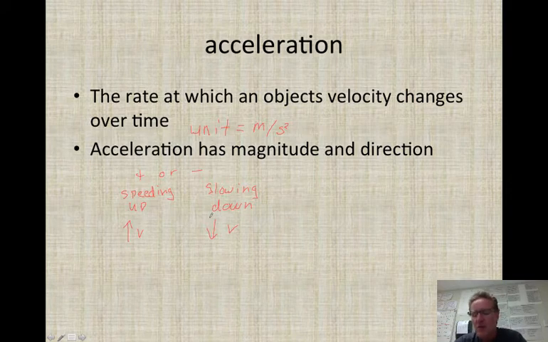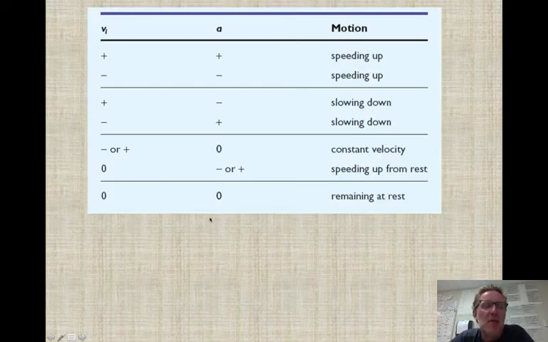Now, that's most of the time. There are going to be exceptions, and that all depends on whether velocity is positive or negative. So if velocity is positive and acceleration is positive, that means we're speeding up. And if velocity is negative and acceleration is negative, that also means we're speeding up. One way you can look at this is that if they have the same sign, that means we're speeding up. And if we have opposite signs, that means we're slowing down. I like to think of that as if they're working against each other, we're slowing down. If they're working together, we're speeding up.